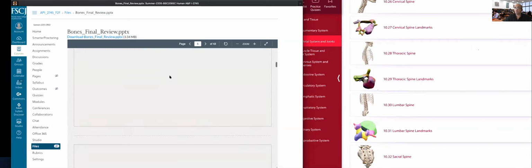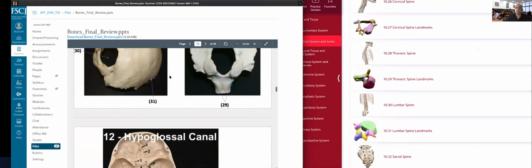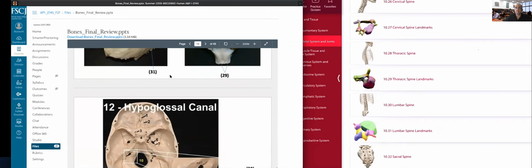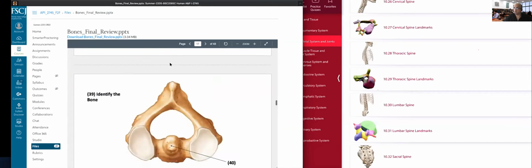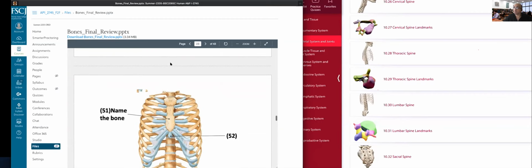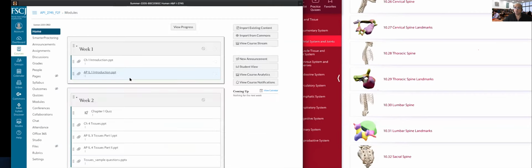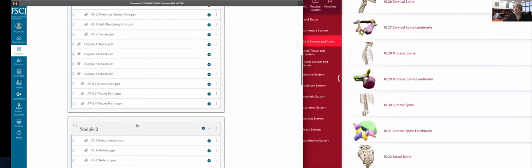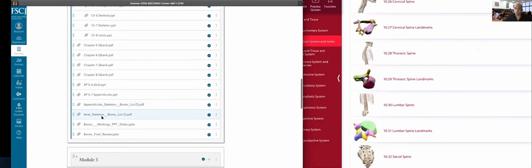I've noticed that some of you considered the sample questions on the tissues as a study guide. It's not a study guide. Those are sample questions, a few questions to give you an idea about what the questions are going to look like. The bones final reviews have many more questions, but they still do not substitute the PowerPoint and the two lists on here.